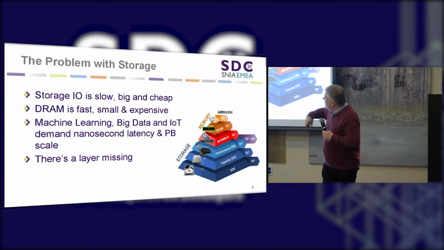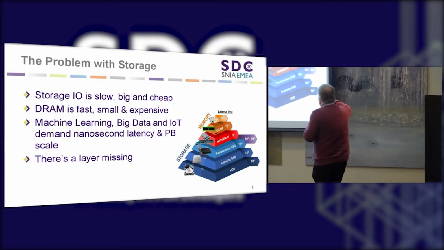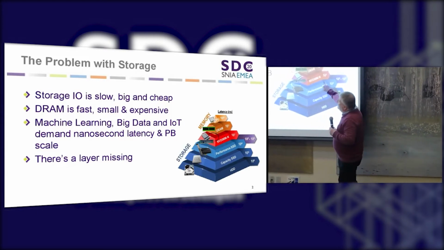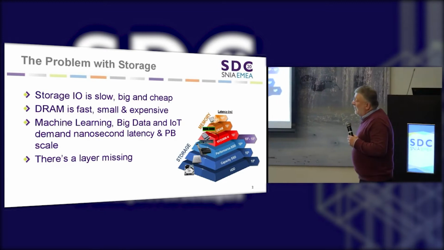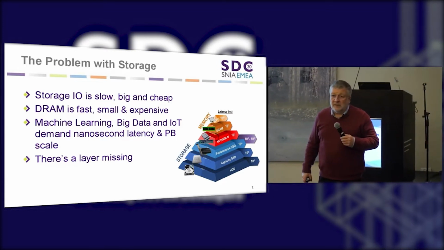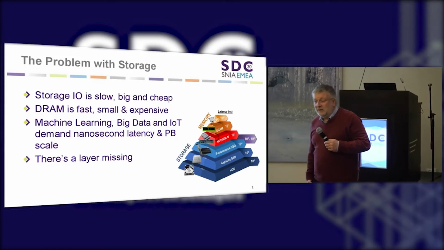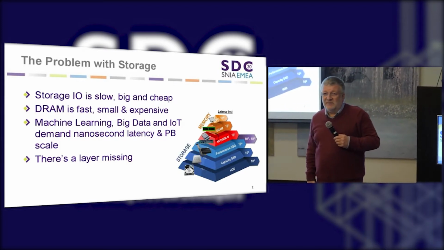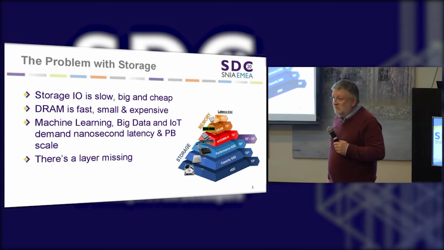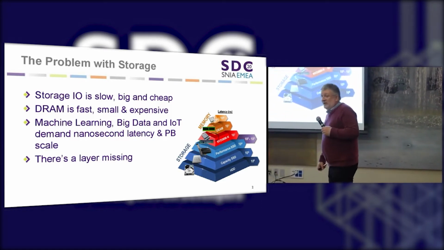So this is a brief introduction. I want to go back to the diagram that Michael showed up here. Storage I/O currently is slow, big, and cheap. We know that. The last time I bought a hard drive was quite some time ago. I bought an SSD recently, and I paid around $120 for a terabyte of SSD, which is not that expensive, and it's pretty big, and boy, is it fast.